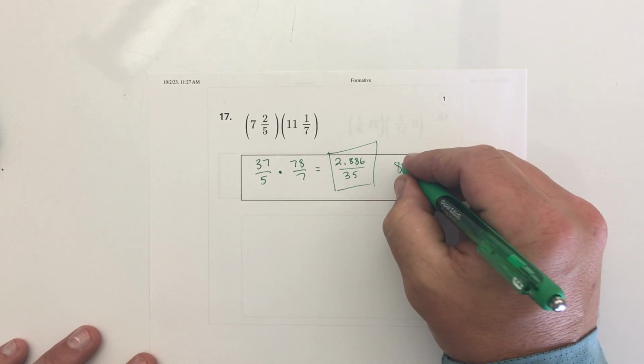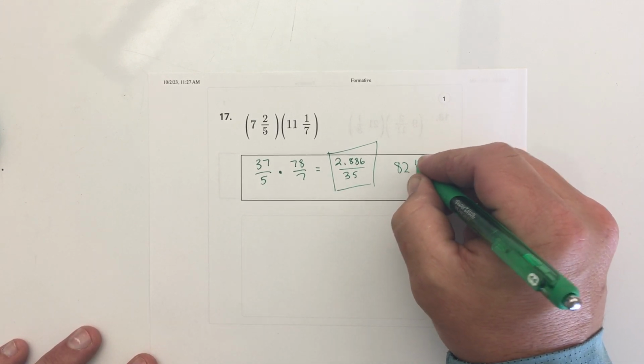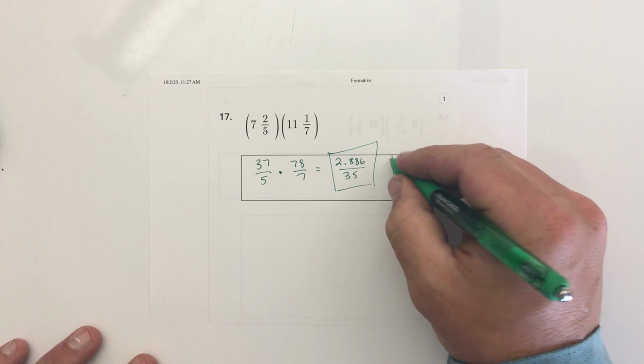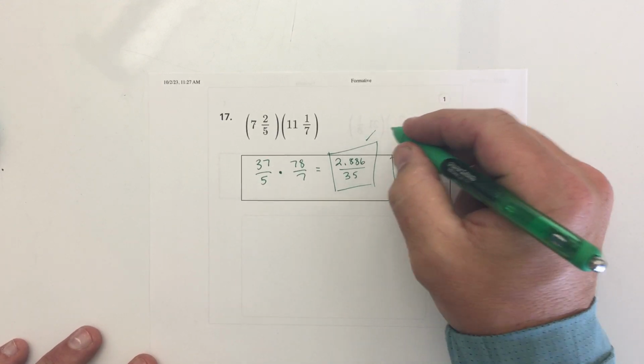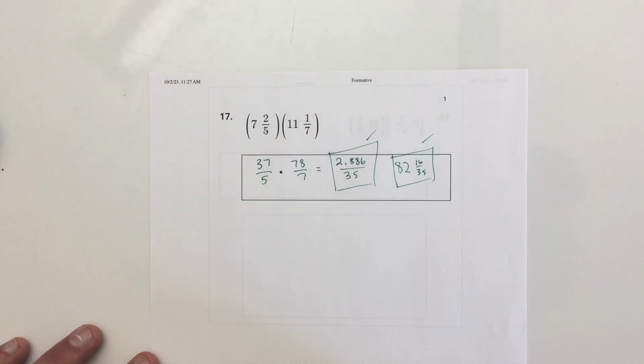That's also equal to 82 and 16/35. Either one of these is fine. Remember, improper fractions are fantastic.